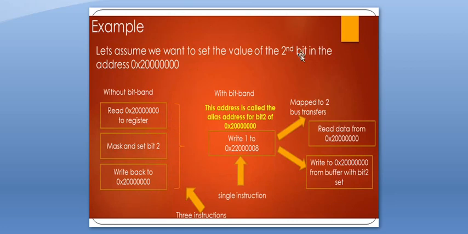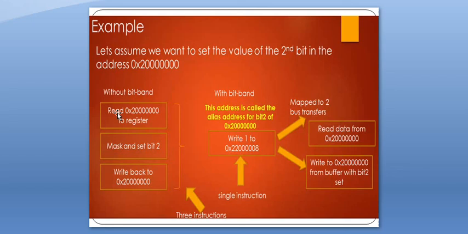So how do you set the second bit in the address 2000 without the bit band and with the bit band? First, as addressed, read the content of the address into a register, set bit 2 and write back to the address. So first read the content present into a register, set bit number 2 and write back to the memory location. How it can be done, we have already seen. You can use OR logic.